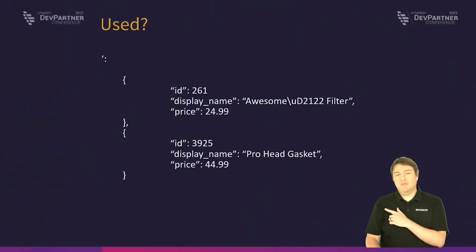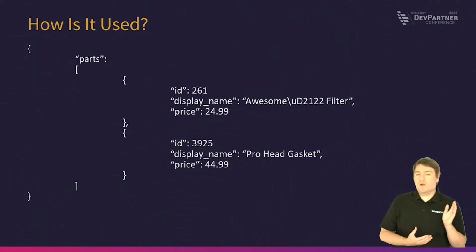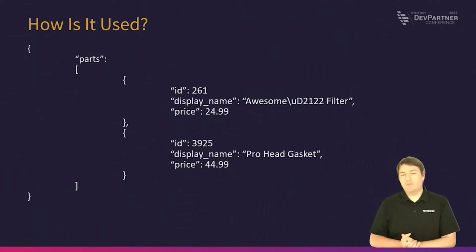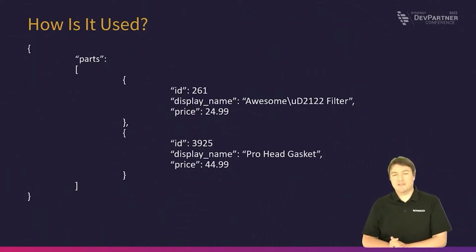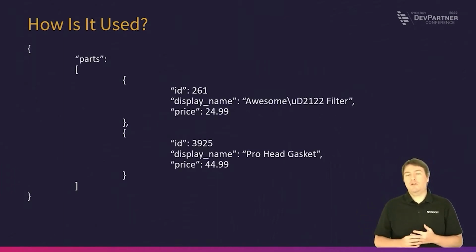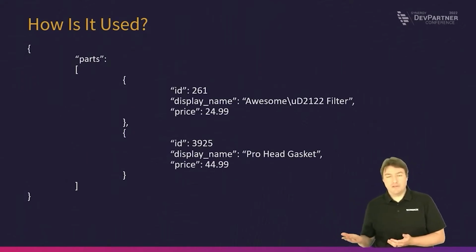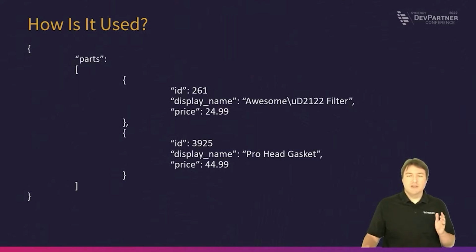So taking this example, if I create a simple array of parts and put my part objects in it, it might look something like this. There's an outermost object that contains the whole structure, and it has a name value pair for parts. The value for that name value pair is an array, hence the brackets. And that array contains two part objects, each of which has numeric IDs, a display name, and a numeric price.